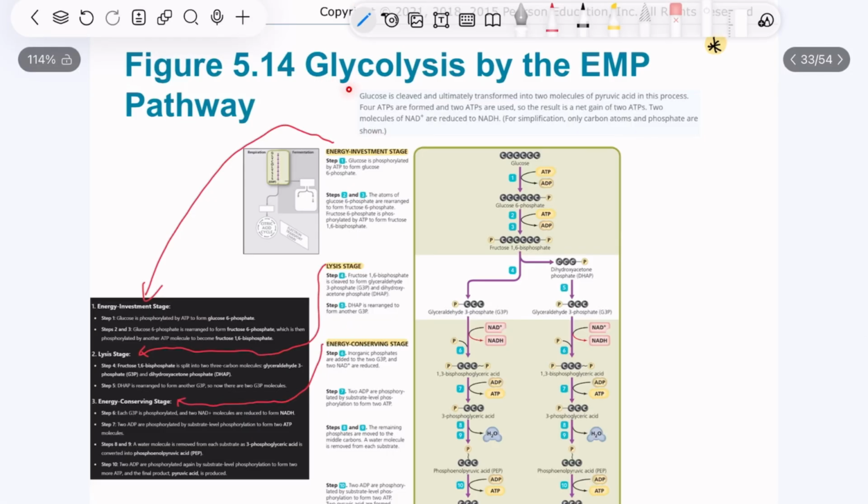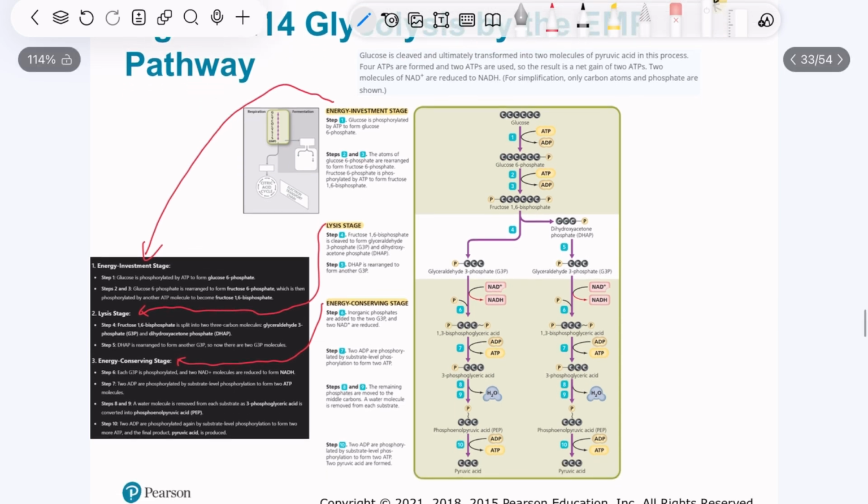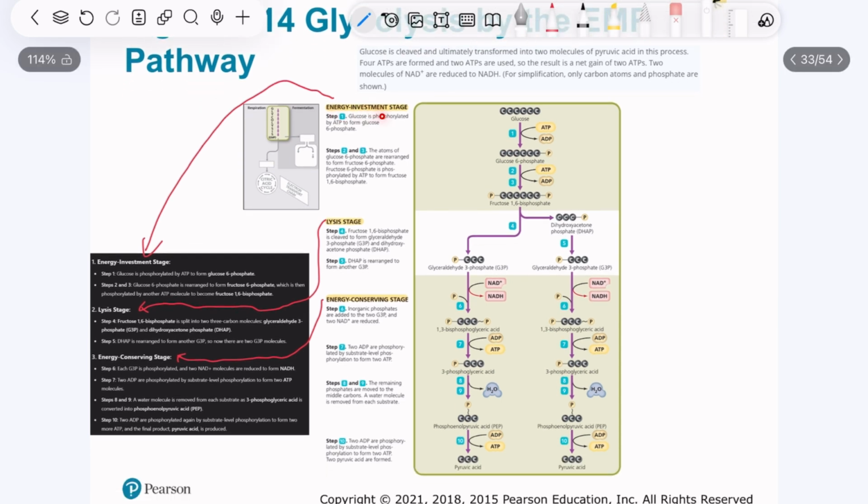And so then we look at glycolysis by the EMP pathway. We start with the energy investment stage, or steps 1, 2, 3. Step 1. Glucose, right here, is phosphorylated by ATP to form glucose 6-phosphate. Steps 2 and 3. Glucose 6-phosphate is rearranged to form fructose 6-phosphate, which is phosphorylated by another ATP molecule to become fructose 1,6-bisphosphate.